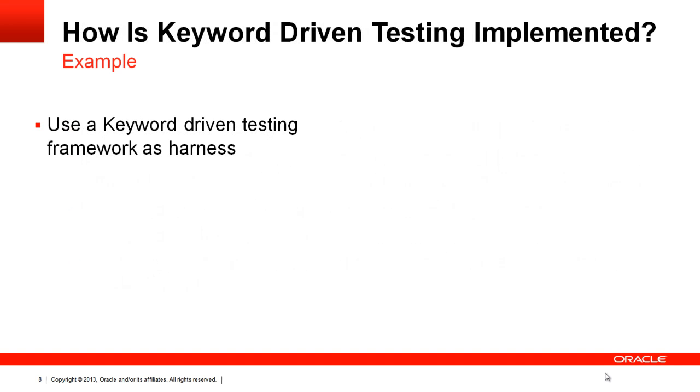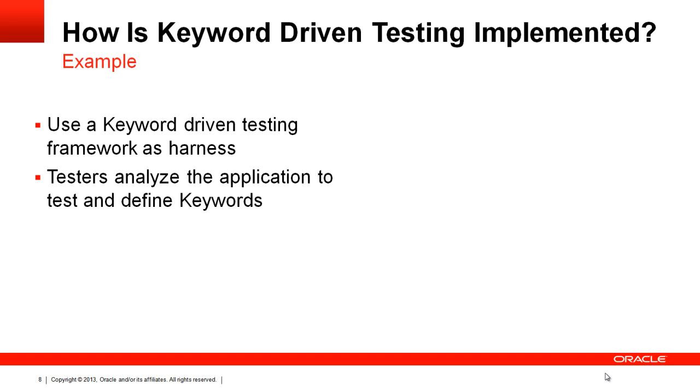So how do customers typically implement keyword-driven testing frameworks? Well, they have to start with some kind of platform to harness the keyword testing framework. And this could be an open source solution, or it could be a commercial solution. Then the testers typically analyze the application that needs to be tested and define what kind of keywords are needed in order to do testing or test automation for this application.